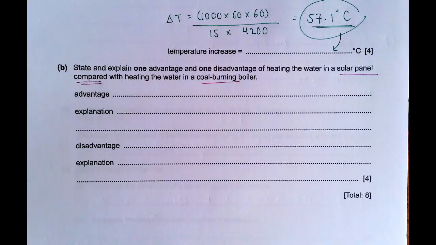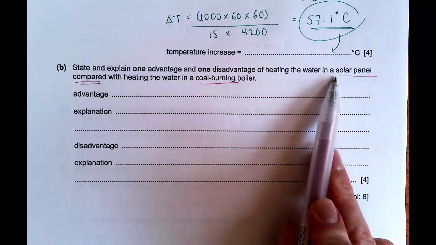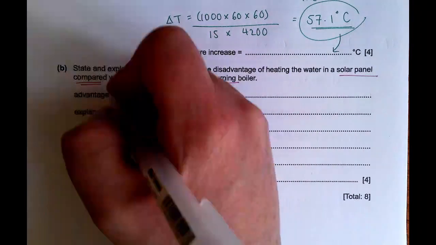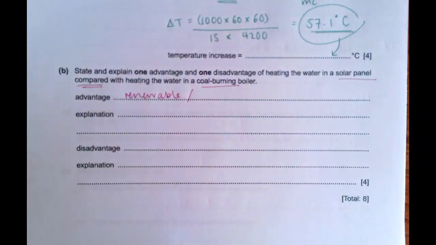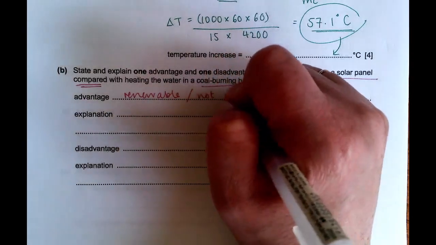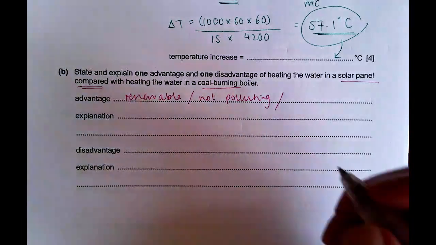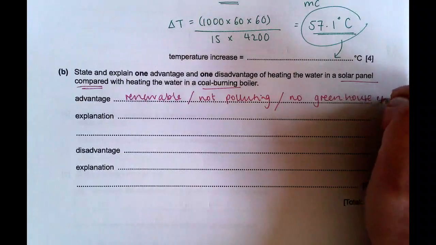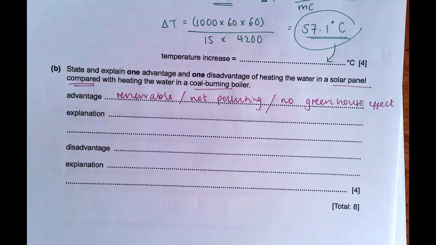So what you can say is the advantage of using the solar panel over a coal burning boiler is either that it's renewable, or that it's not polluting, or doesn't emit greenhouse gases, so there's no greenhouse effect. Okay, that's an advantage that a solar panel has that a coal burning boiler does not.